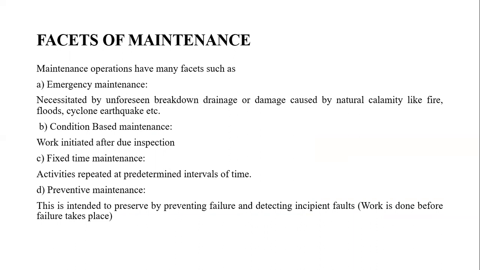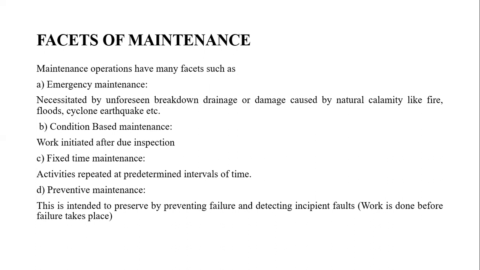And the second one is condition-based maintenance. In condition-based maintenance, work is initiated after duty inspection. After inspection, the work will get started. So that is called condition-based maintenance. The third one is fixed time maintenance. Activities are repeated at predetermined intervals of time. During the intervals of time, the activities will get repeated. This is called fixed time maintenance.